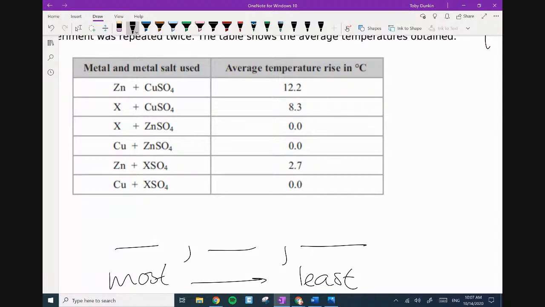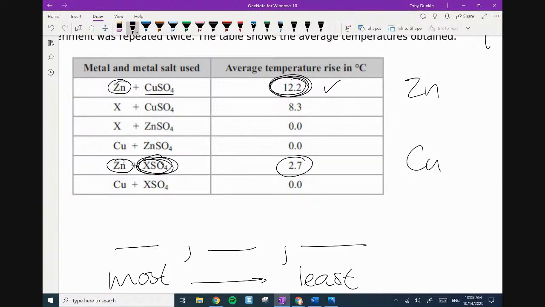So first things first, spot the biggest change. So we know that we've done zinc and copper sulfate. Then we've done zinc and X sulfate. We can see that the biggest change was there. What that means is zinc has reacted with the copper sulfate. What that means is zinc is above copper. But zinc has also reacted with X salt, which means it's also above X. Now, we don't know where X would go yet. X could go either here or here. So that's the question mark now.